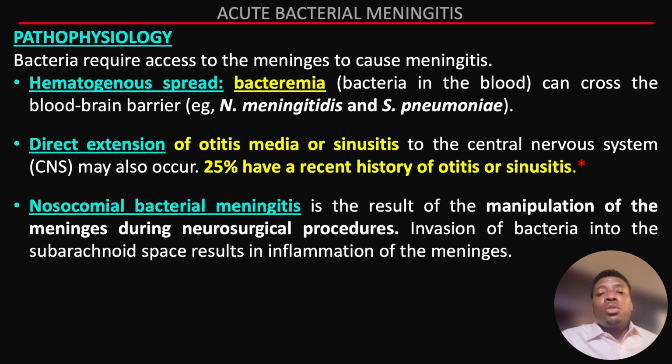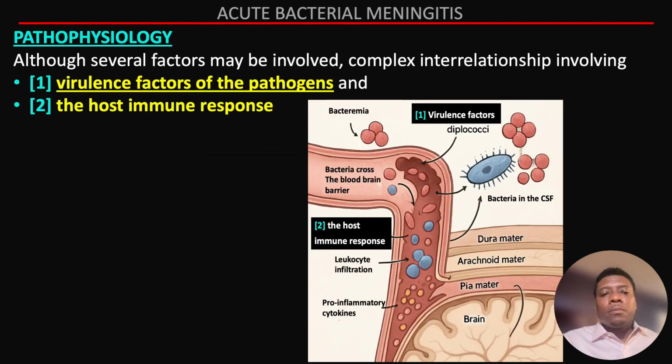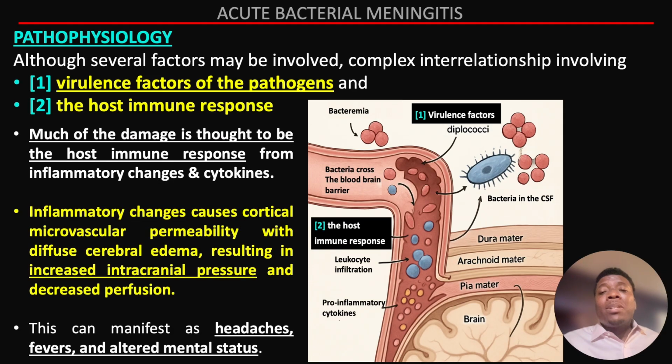Manipulation of the meninges during neurosurgical procedures may also result in acquiring bacterial meningitis. Now, there are two components that can cause meningitis. You need to have virulence factors for the pathogens that allows them to bypass the host's natural defense systems. Or you can also have, in addition to that, the host immune response. As a matter of fact, we believe that just as the bacteria itself plays a role in causing damage, the host immune response actually causes a significant amount of damage.